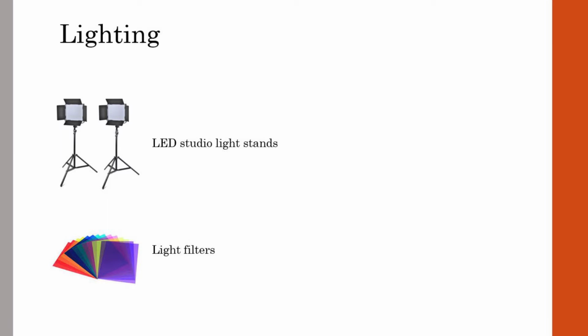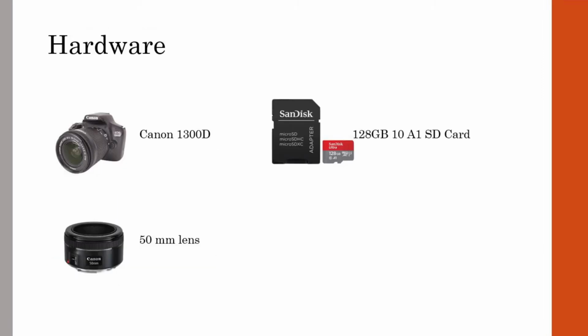For the photography in this project, I used the LED lights with purple, blue, and peach light filters on some of them. Good lighting was important to me as this makes the pictures look a lot more professional. For the pictures to look professional, I also had to use a really good camera along with a camera lens. I chose to use the Canon 1300D camera and a 50mm lens, as most of the pictures I was taking were mid-shots. A 128GB 10A1 SD card was used.